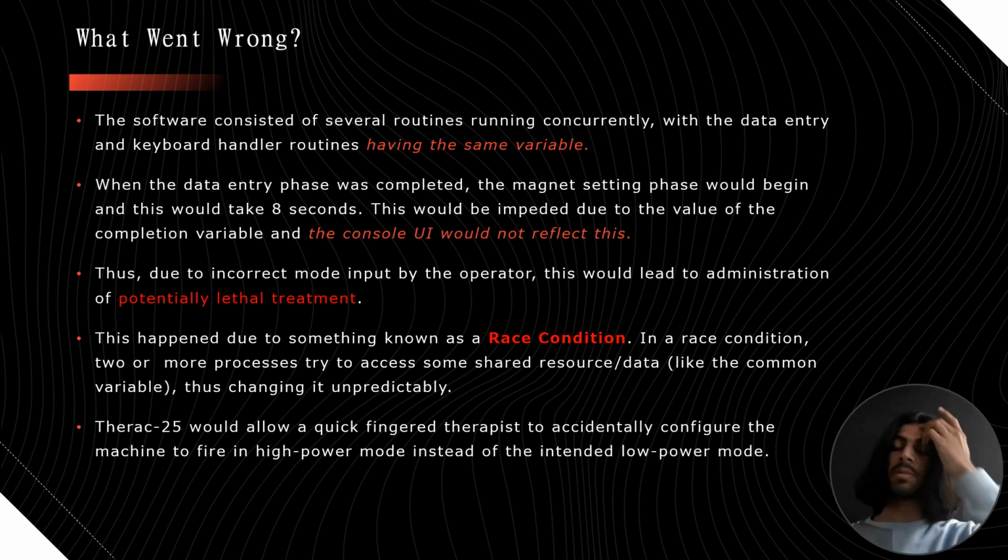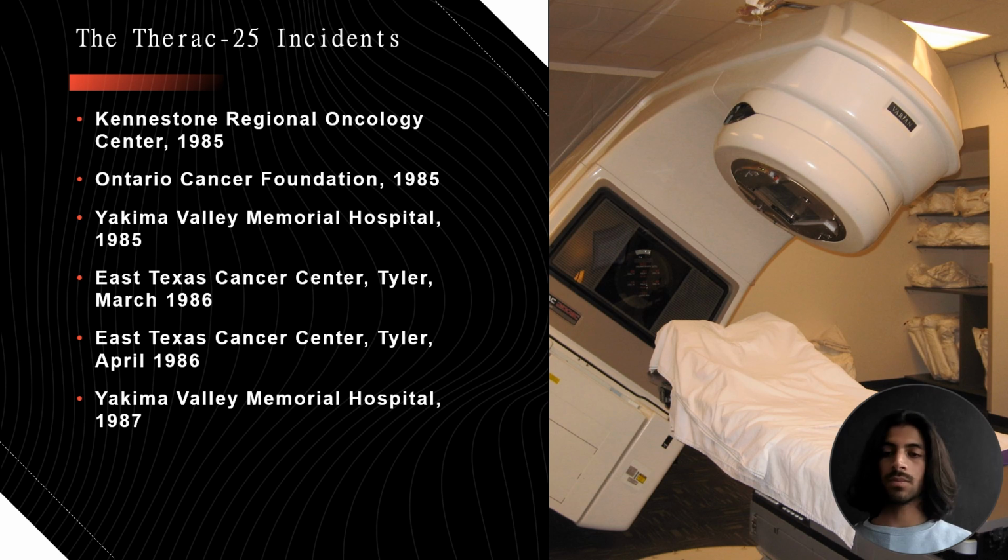Six people died due to this flaw, and this happened over a span of 1 to 2 years before it was actually investigated and reported. Quite sad. Two to three in 1985, two in 1986, and one in 1987 in Japan. This is the machine over here. This is what it looked like, the Therac-25.